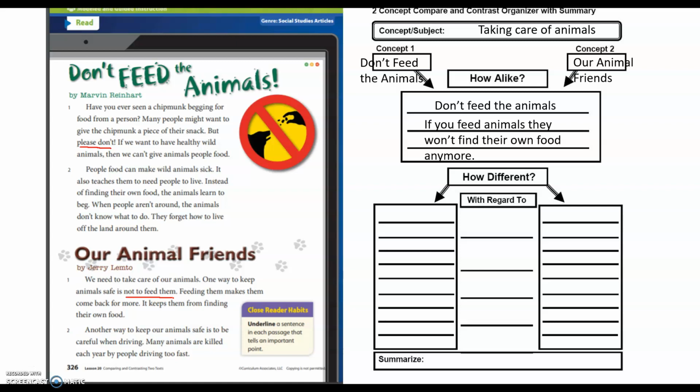If you feed animals, they won't find their own food anymore, and I can find those key details. Instead of finding their own food, the animals learn to beg. So they're not finding their own food. And here it says it keeps them from finding their own food. Your job in your assignment today is to find some details about how these texts are different.